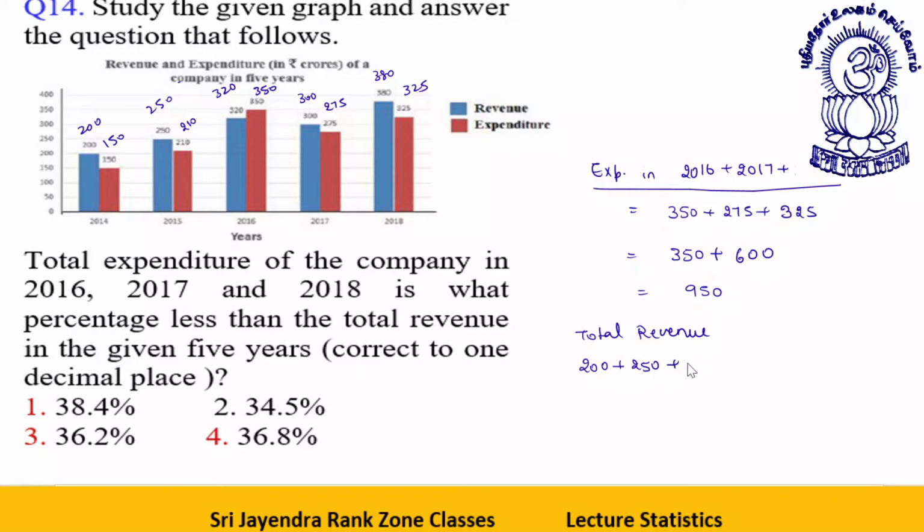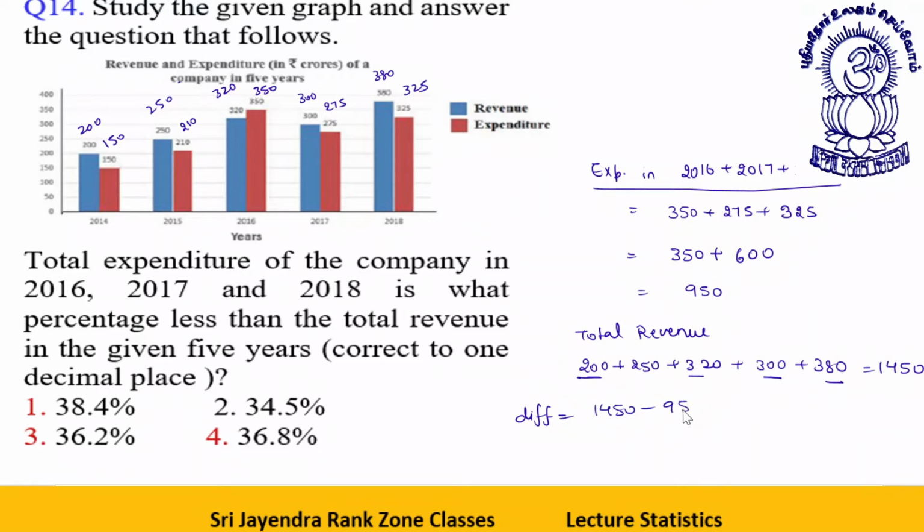The total revenue is 200 plus 250 plus 320 plus 300 plus 380. See how to add these values. Let's pair them: these can be paired to make 500, and these can be paired to make 700. 500 plus 700 is 1200, and 1200 plus 250 is equal to 1450. Now we have to determine how much percent less this is, so we tell the difference as a percentage.